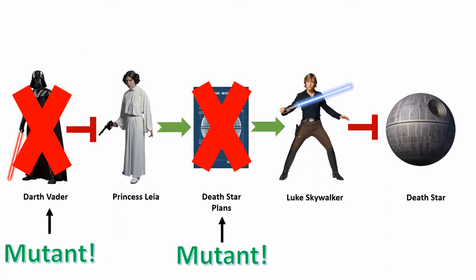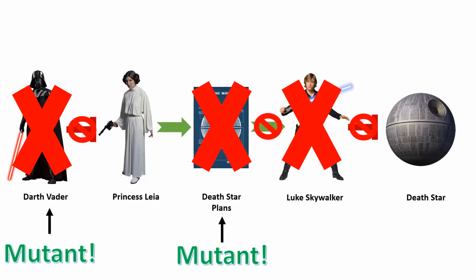What if we had another double mutant in which Darth Vader and the Death Star plans were mutated? Well, without Darth Vader, the expression of Princess Leia is not inhibited. However, she is unable to stimulate the expression of the Death Star plans since it is a mutant, which means Luke Skywalker is not expressed and the Death Star is not destroyed.